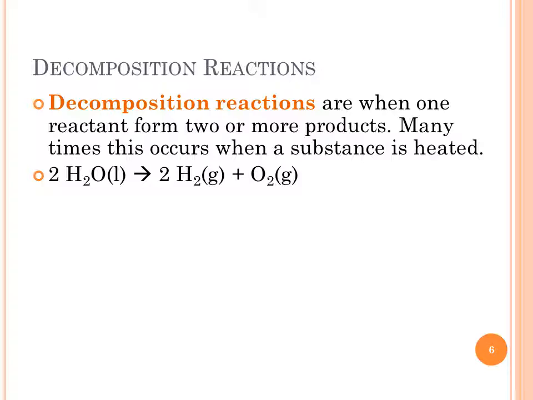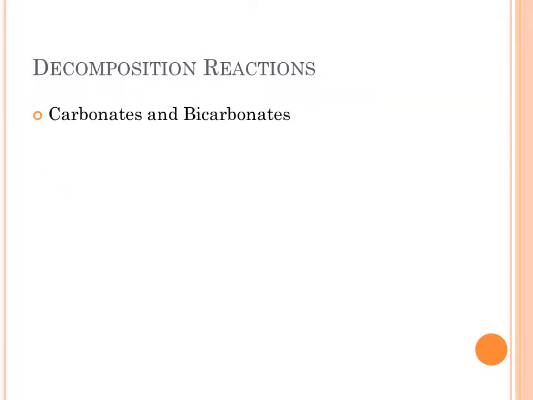And sometimes these are more difficult to predict the products of, but there are a few predictable ones. For example, if we take our 2 water molecules here and we split them apart, they will react to form oxygen gas and hydrogen gas. Carbonates and bicarbonates will decompose when heated. The metal carbonate or bicarbonate will react to form a metal oxide and carbon dioxide gas.